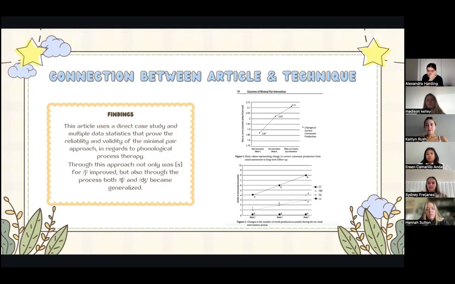And then this little table I found was attached to the article, and it showed his progress through the 6 sessions, all going up and improving, which also shows how the minimal pair process works and improves this phonological disorder.